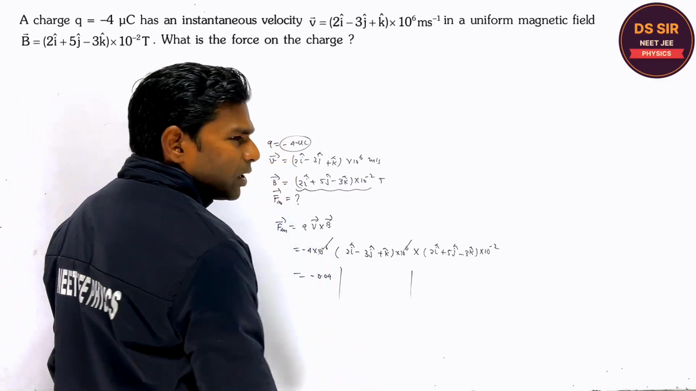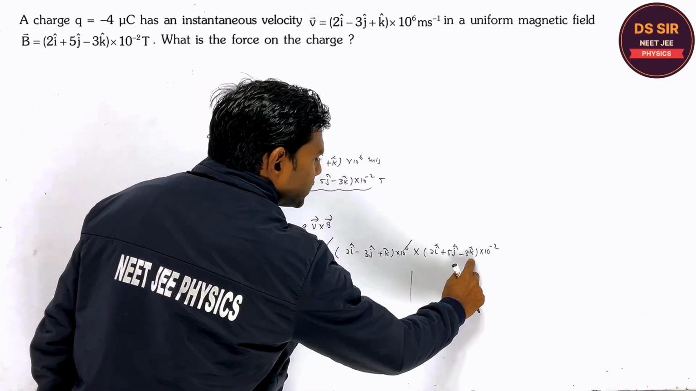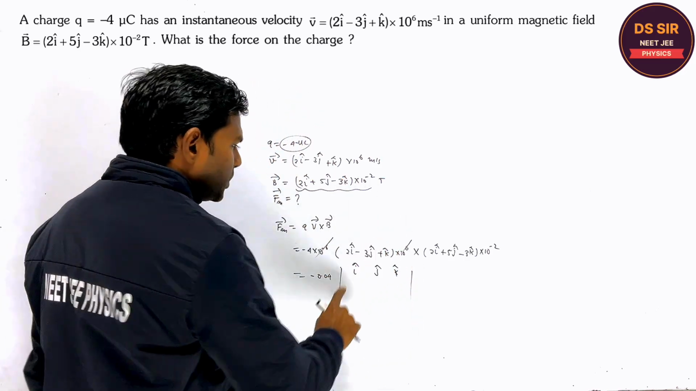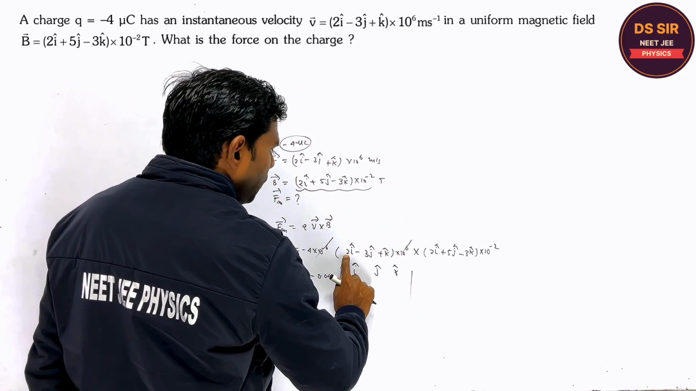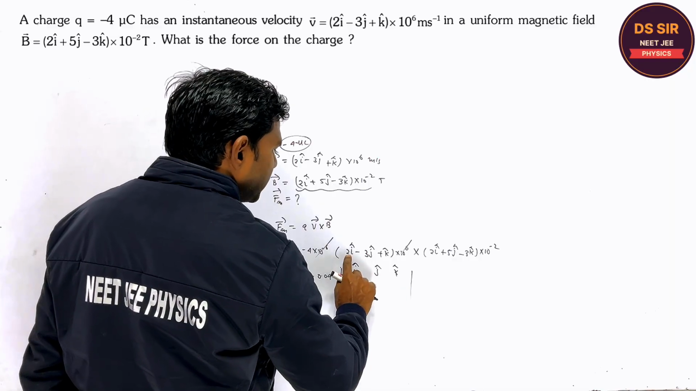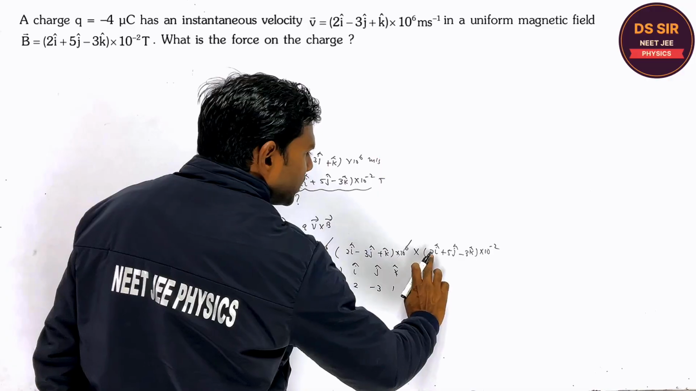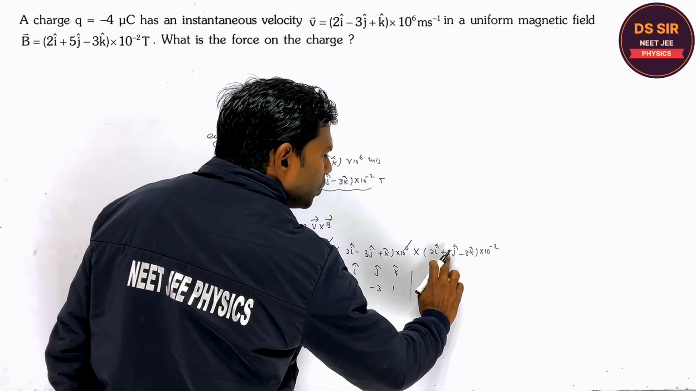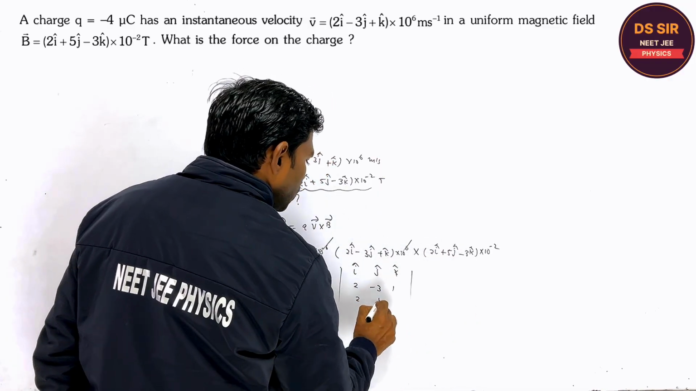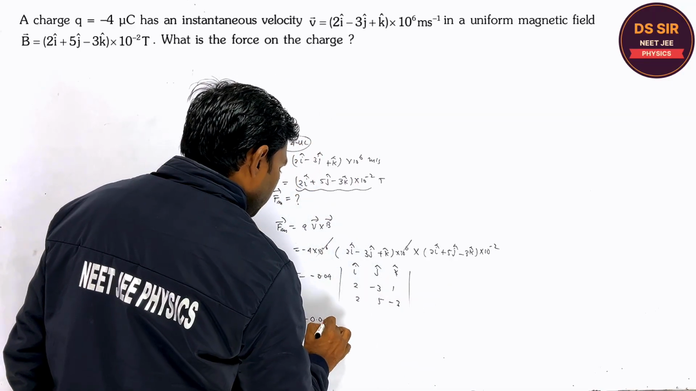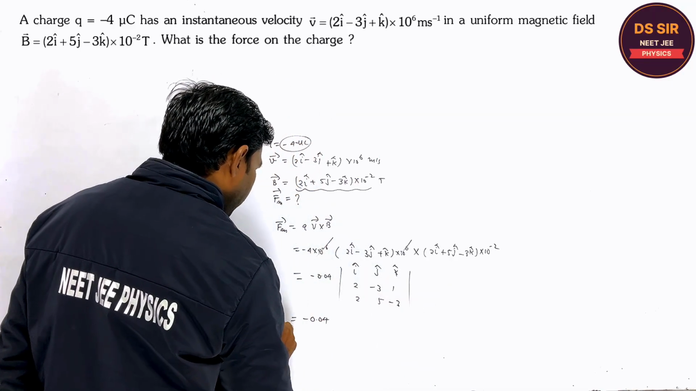Whose cross product do you have to do? This vector and this vector. So i, j, k. What is the coefficient? 2, minus 3, 1. 2, minus 3, 1. The coefficient of this vector? 2, 5, minus 3. 2, 5, minus 3. Is it clear or not? Yes. Minus 0.04. This is the magnetic force.